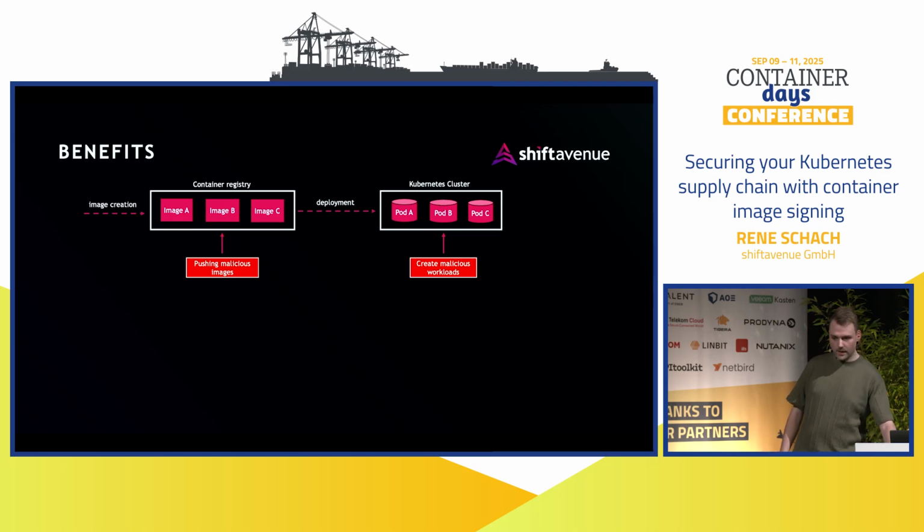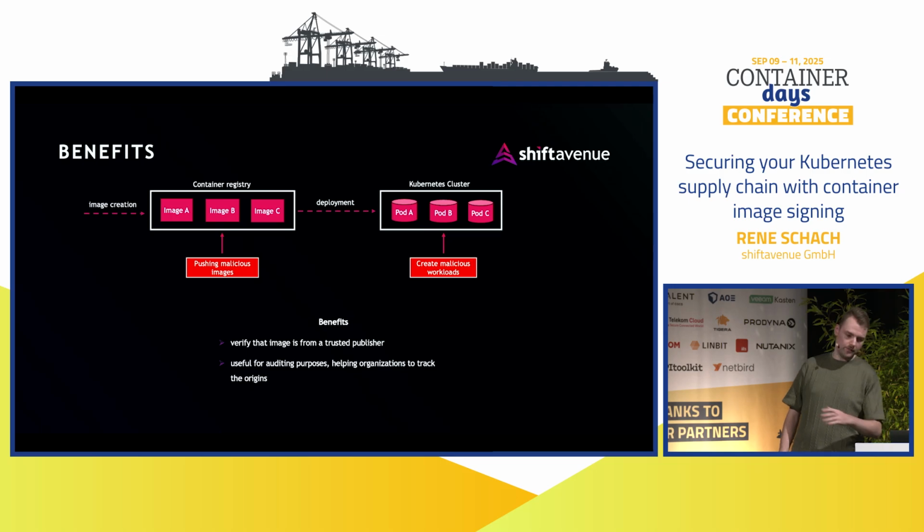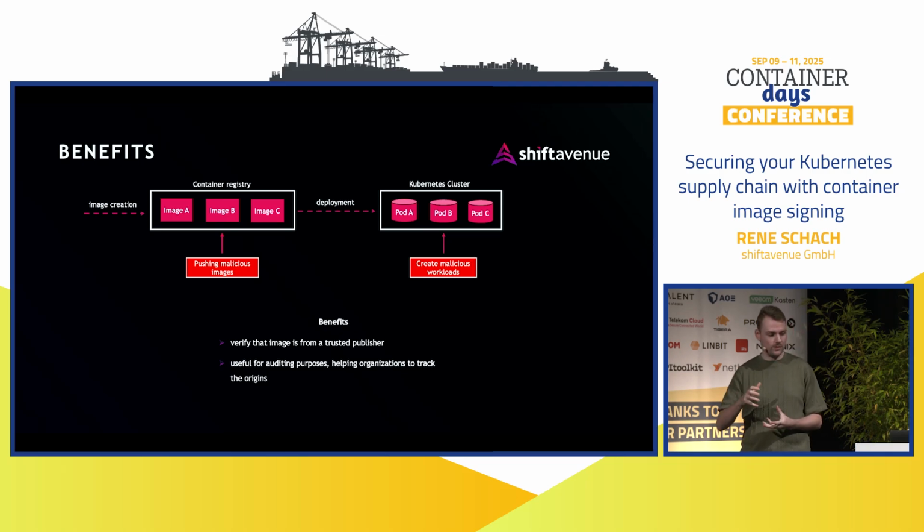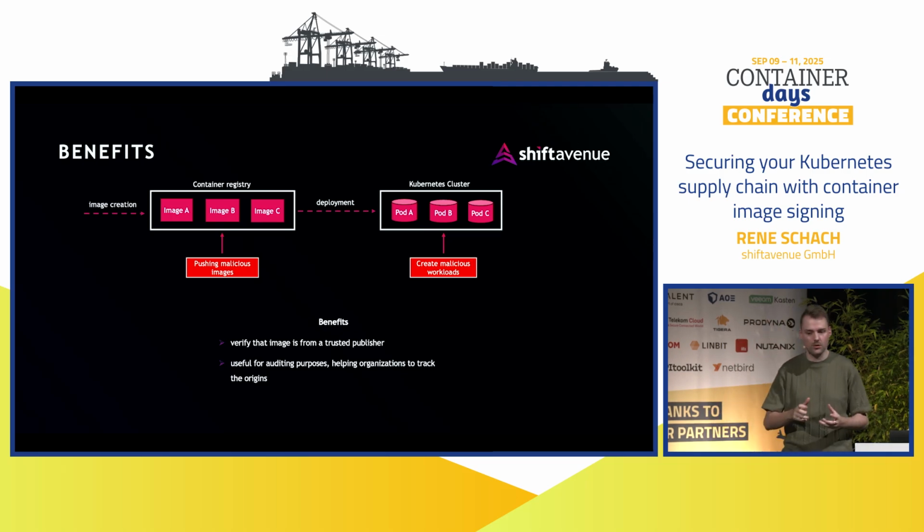The second vector is, as I said, sorry, I forgot to press forward here. You can verify that the image is from a trusted publisher, and this also helps for auditing purposes because you can track the origins from where you actually allow your images to be from.